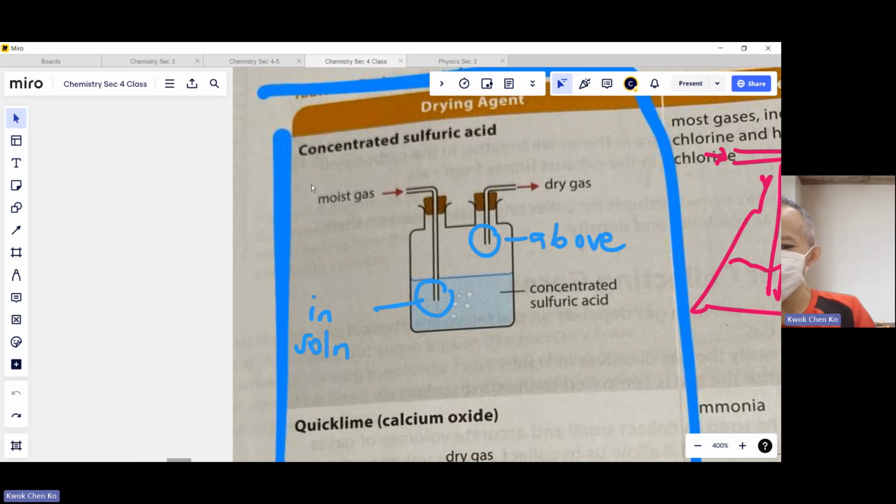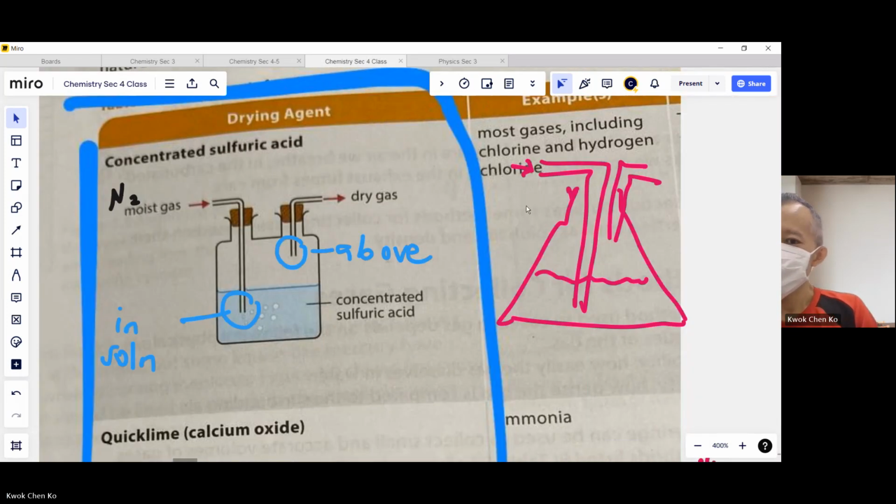So remember, let's say I have N2 gas. You pump it into here. The important thing is this entrance is under the acid, but notice the exit is above the acid. That is the important thing, because my setup may not look like this. My setup may look something like this. But of course, I need a stopper at the top. Essentially, your gas goes under the acid and it escapes above the acid.